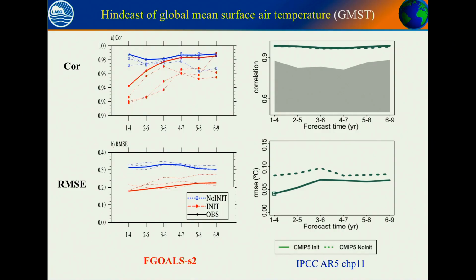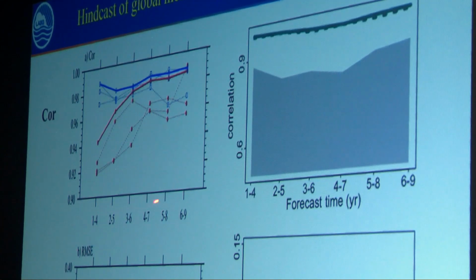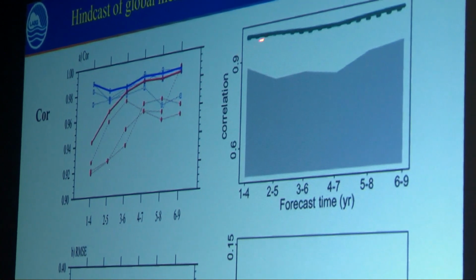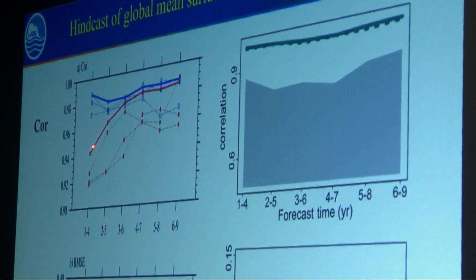How about the global mean surface air temperature? Here I show the correlations between observation and the hindcast for forecast time 1 to 4 years up to 6 to 9 years. And here are the root mean square errors. Here are the results for the multimodel ensemble of CMIP5. You can find in CMIP5 the correlations are stable. In FGOALS, however, the skill increases following the increase of the prediction time. This is the difference between FGOALS and the multimodel ensemble of CMIP5.